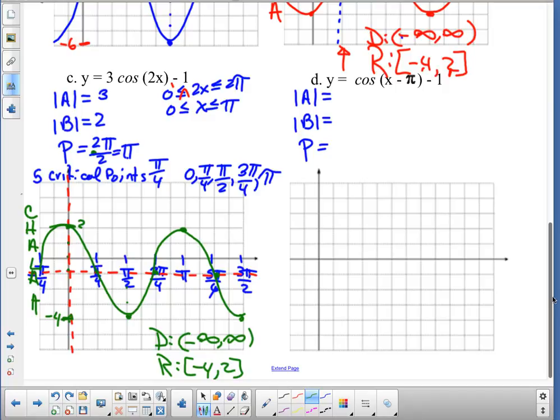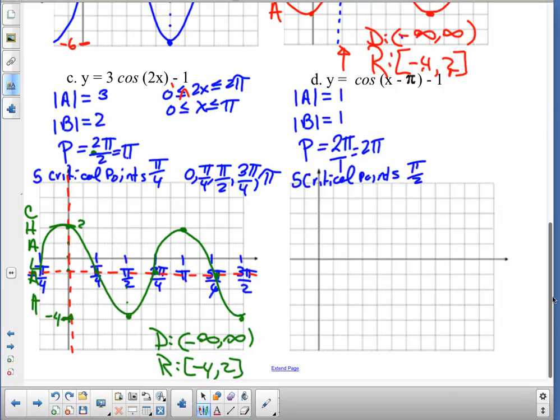Okay. Now, we've got another cosine as we're going along here. And we are reading A, which is 1. We're reading our B, which is also 1. But now we've got a phase shift inside. So we've got a period that we're going to make a little bit of adjustment with, maybe, but not really, because we've got 2 pi divided by 1. It's 2 pi. And our 5 critical points are separated by pi over 2.